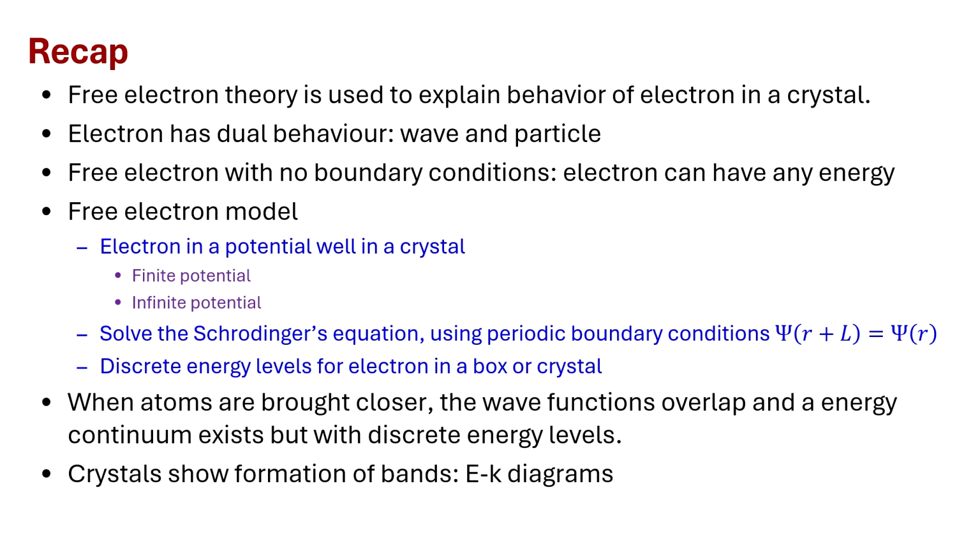Just to recap what we did in the last class: we first learnt about free electron theory, which is based on quantum mechanical principles to explain the behavior of electrons in crystals. Electron is considered to have dual behavior, that is, it can act like a wave and like a particle simultaneously, which is given by de Broglie. Based on this we showed an equation predicted by Erwin Schrödinger, that was Schrödinger's equation, which combines the potential energy and kinetic energy of electron in a given situation.